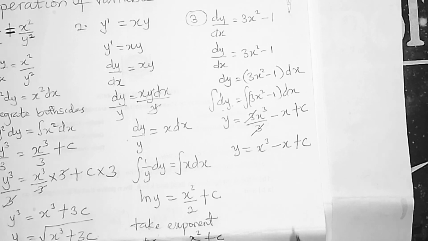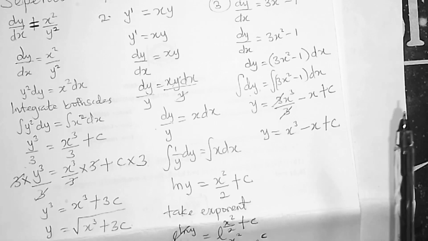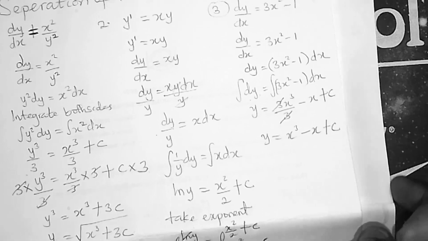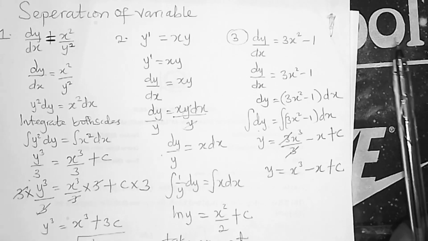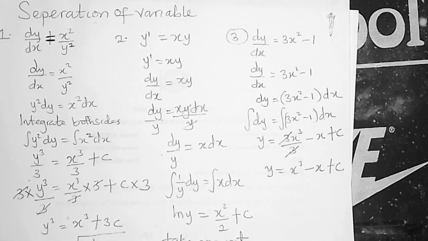So whenever you are dealing with separation of variable, this is how you are going to deal with it. The first thing is to separate both variables. And after separating both variables, you get the formula by integrating both sides.